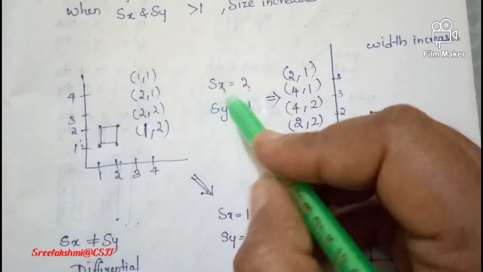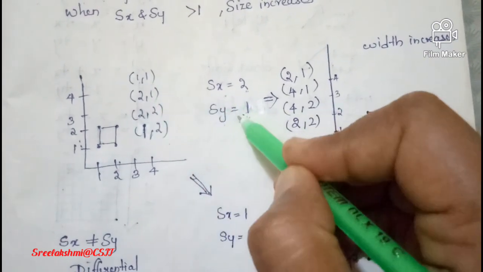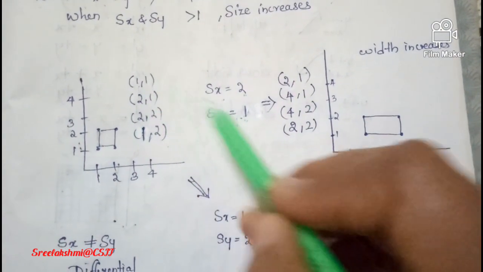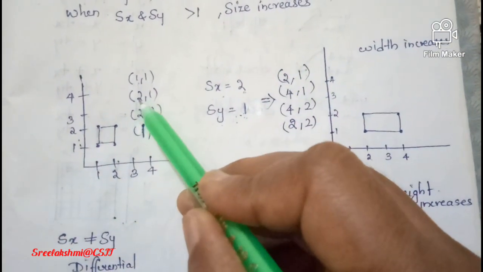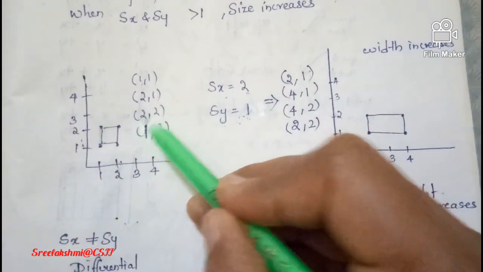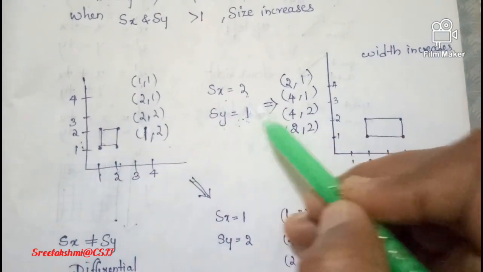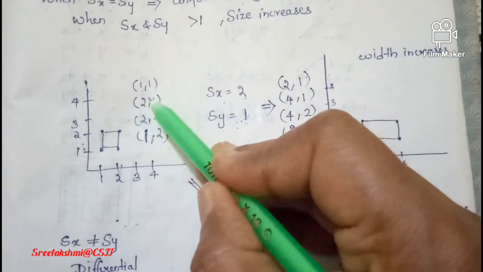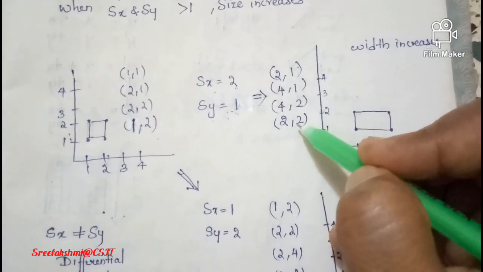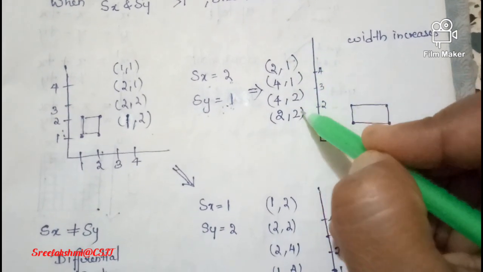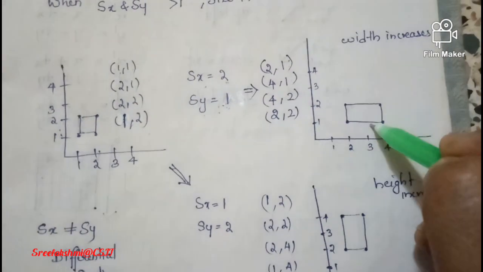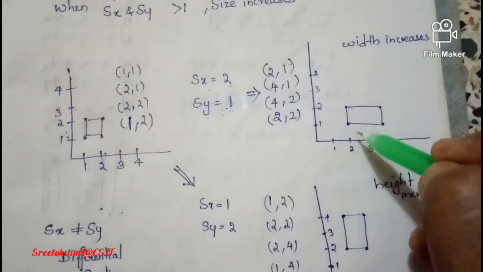So every x will be multiplied by Sx and every y will be multiplied by Sy. That is 1 into 2, you will get 2. 1 into 1, you will get 1. Second point, 2 into 2, you will get 4. 1 into 1, you will get 1. Third point, 2 into 2, 4. 2 into 1, 2. In this way, for every point, you have to compute the corresponding scaled value. So after obtaining all the scaled points, you have to plot the corresponding points on the screen.